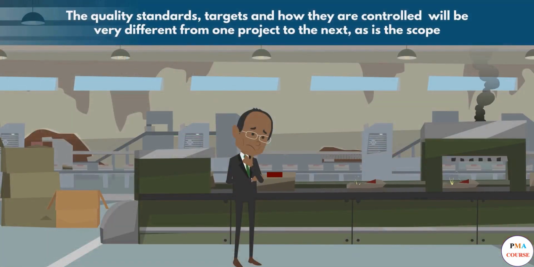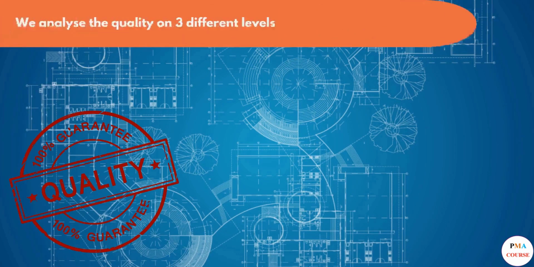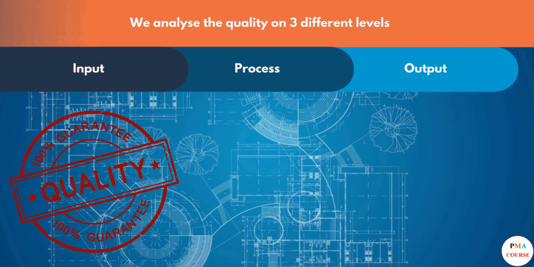The quality standards, targets, and how they are controlled will be very different from one project to the next, as is the scope. But as we said, we will highlight common things that need to be done in the control quality activities. We analyze quality on 3 different levels: input, process, and output.